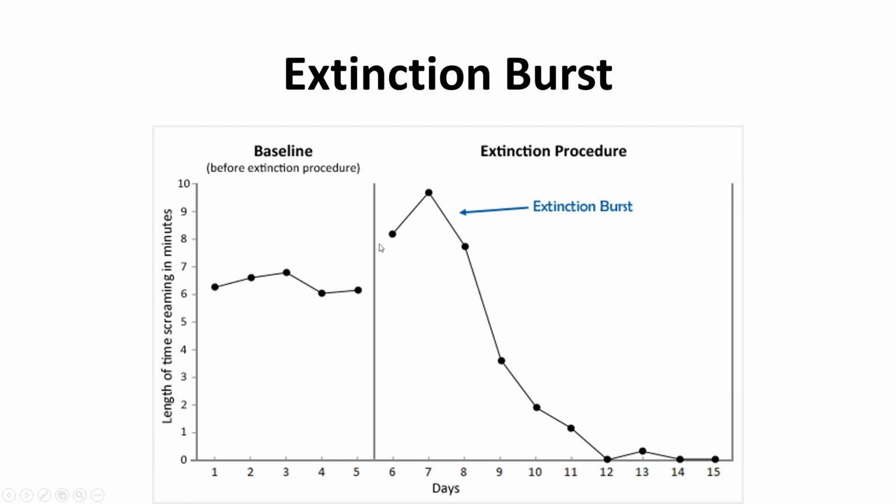And so we have, again, our divider here between phases. Next, we enter the extinction phase or the extinction procedure. This would be that the parents decide to let the child cry it out. So instead of going into the room, they withhold the previous reinforcer of giving the kid attention. The first night afterwards, you see that instead of the 6 minutes of crying, we get 8 minutes. The night after that, we get almost 10 minutes.